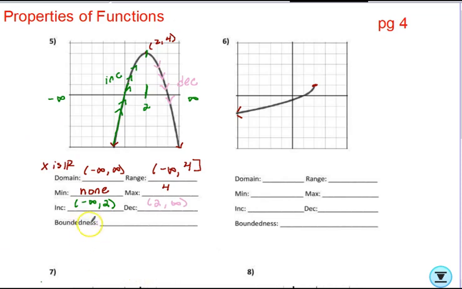So boundedness goes hand in hand with the range. If you look back at your notes from the first day, your choices for boundedness are above, below, both, or none. So when I look at my range, it's stopped at the top. The graph is stopped up here at the top, so its boundedness is above. It is bounded above.